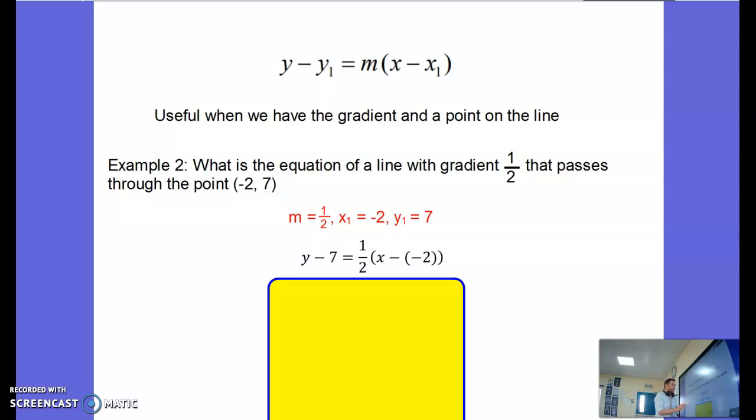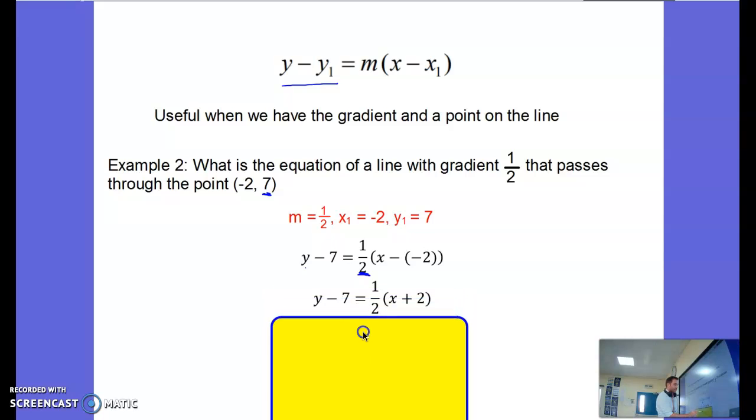The first thing to do is y minus y1, so that's going to be y minus 7. Then we're going to do m. M is a half, brackets x minus our first x. And again, we've got this subtracting a negative thing here. So before we do anything else, let's just tidy up that subtracting a negative. X minus minus 2, change it to x plus 2.